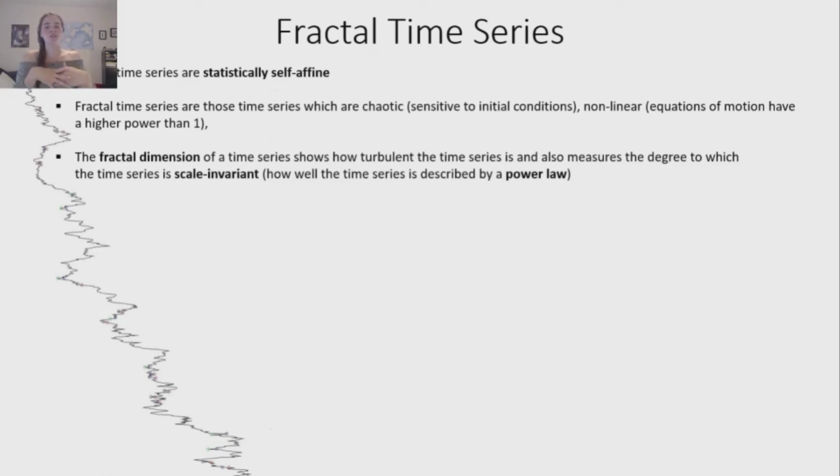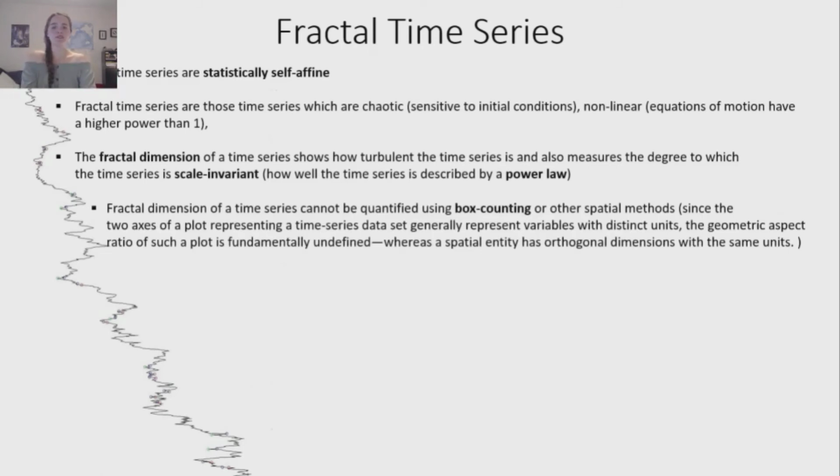So the fractal dimension of a time series shows how turbulent the time series is, and also measures the degree to which the time series is scale invariant. So it quantifies how self-similar the time series is, and how well the time series is described by a power law.